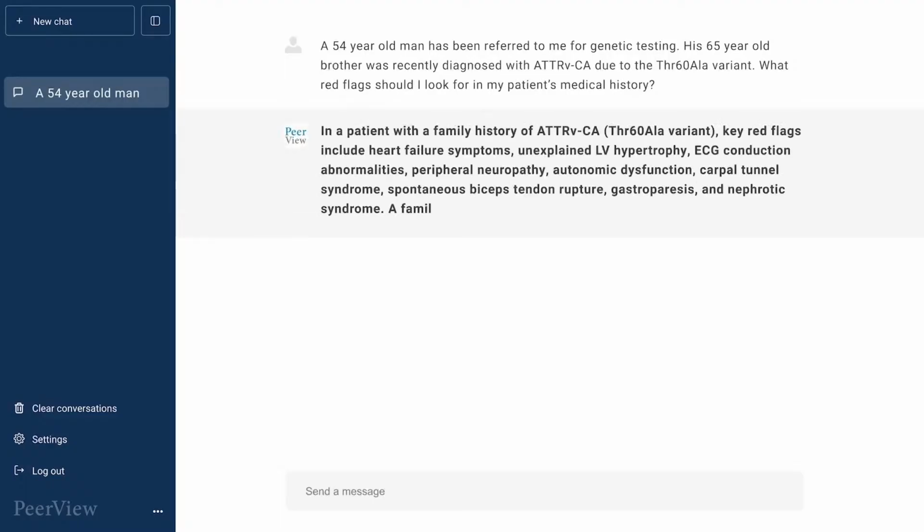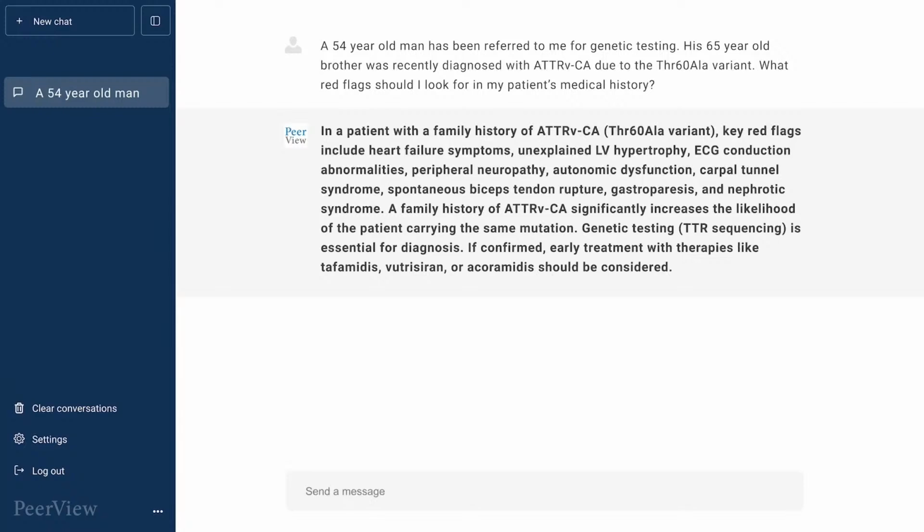And I think you can see here the chatbot gives us some feedback, identifying some key red flags, including heart failure, unexplained hypertrophy, conduction abnormalities, peripheral neuropathy, autonomic dysfunction, carpal tunnel syndrome, and spontaneous biceps tendon rupture, as well as gastroparesis related to autonomic dysfunction and nephrotic syndrome. And the chatbot notes that the family history increases the likelihood of them carrying the same variant because these are inherited in autosomal dominant fashion. And genetic sequencing is seemingly advocated for in this. And they're already suggesting different therapies, interestingly.